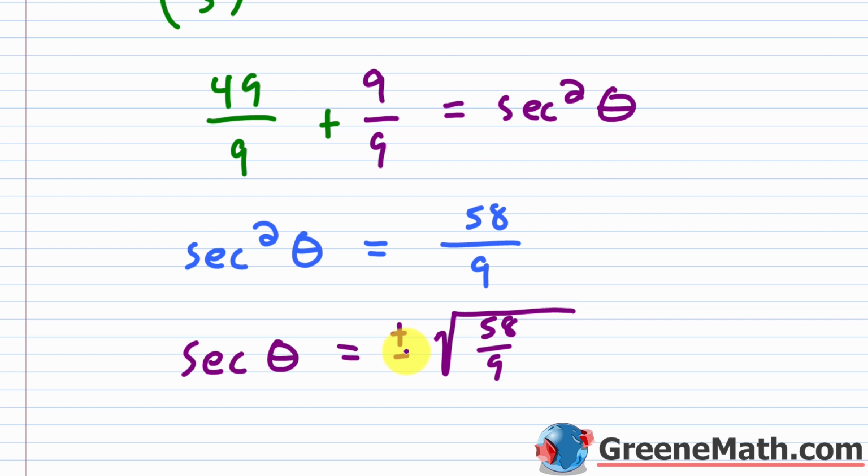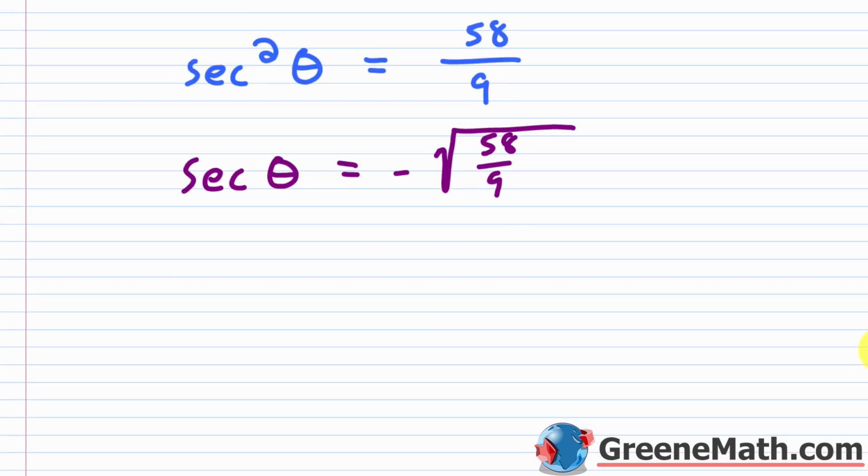Remember, I'm in quadrant 3. That's what we did that to begin with. In quadrant 3, the secant of theta is going to be negative, so throw out the positive one. You just need the negative, okay? That's all you want. So let's scroll down a little bit, and we'll say the secant of theta is going to be equal to the negative of, this would simplify because the square root of 9 is 3, so the square root of 58 over 3, okay?